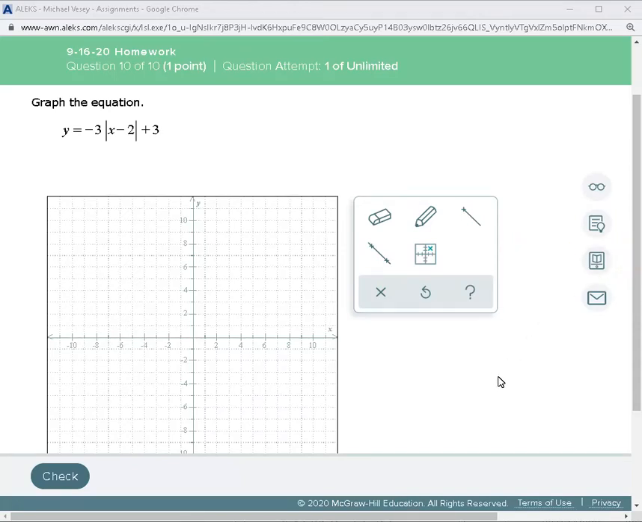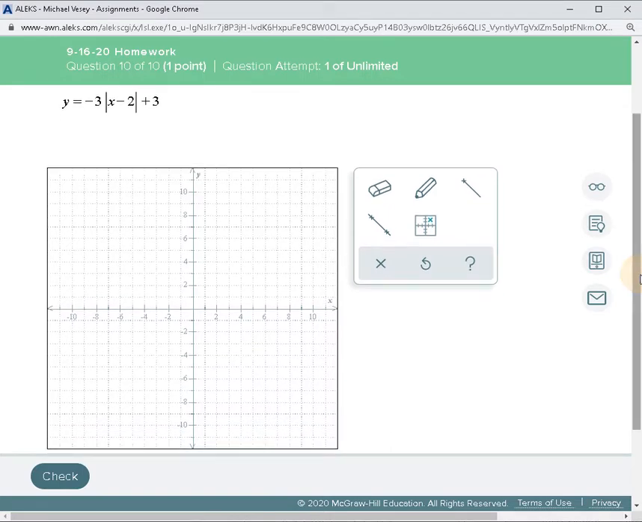Here is a problem in ALEKS that you're going to come across where we're being asked to graph the equation y equals -3 times the absolute value of x minus 2 plus 3. As you can see, we have multiple transformations going on in this, and I just wanted to show you, in my opinion, the best way to go about graphing this.